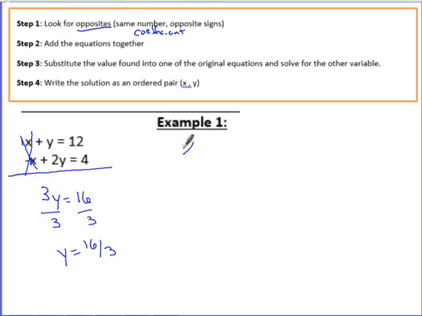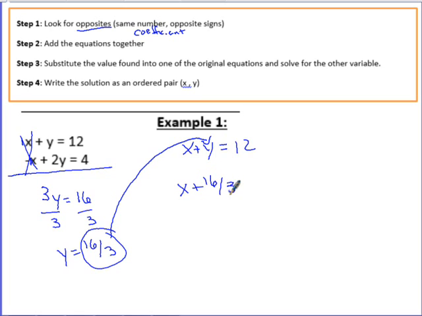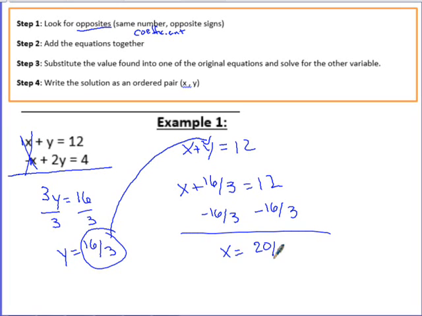I'm going to rewrite it because I crossed it out over there. X plus y equals 12, and I'm going to substitute 16 thirds in for y. So x plus 16 thirds equals 12. Then I'm going to subtract 16 thirds from both sides, and I get x equals 20 thirds. So remember, for systems, you have to write everything as an ordered pair, so the solution is 20 thirds, 16 thirds. Alright. And that's how we solve things using elimination.